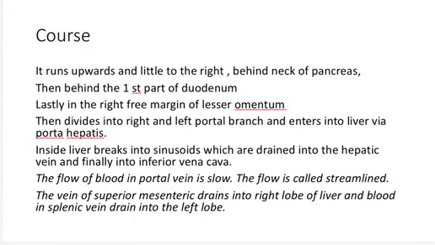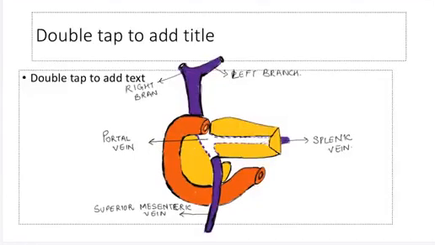Now we have to understand the course of the portal vein, how it is formed and what the course of the portal vein is. So we can see again in this diagram that we have a superior mesenteric vein over here and a splenic vein over here. These two veins are coming together and are fusing behind the neck of the pancreas. This yellow colored structure that you are seeing is the pancreas. Okay, this is the pancreas.